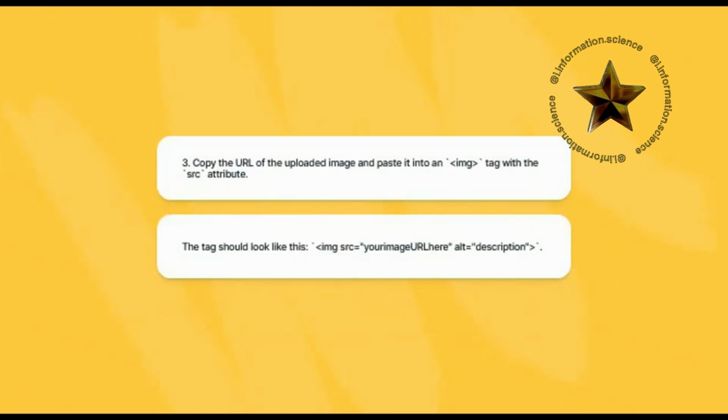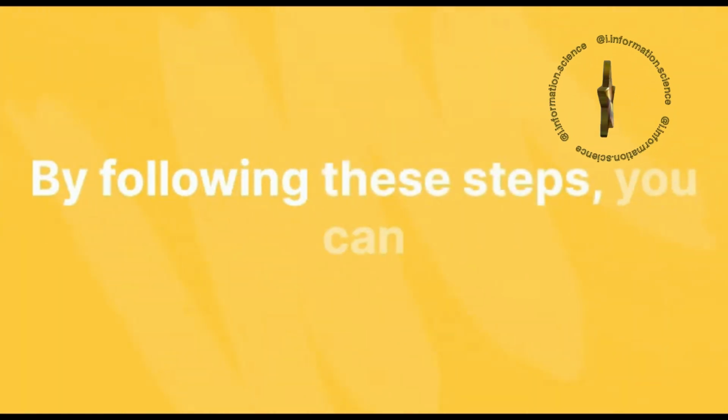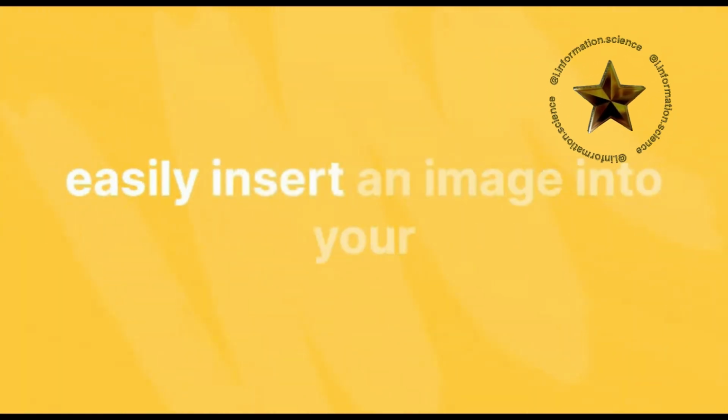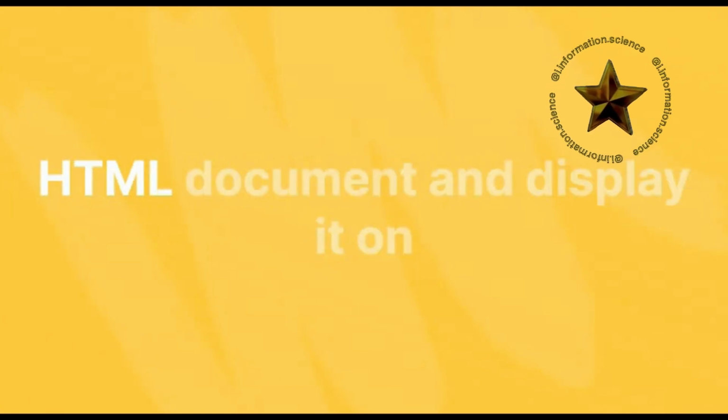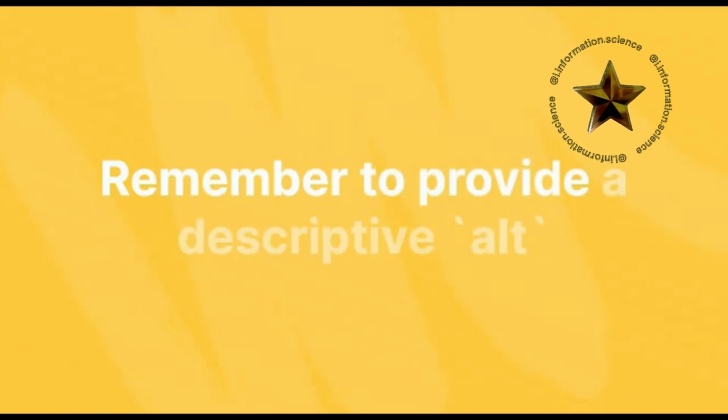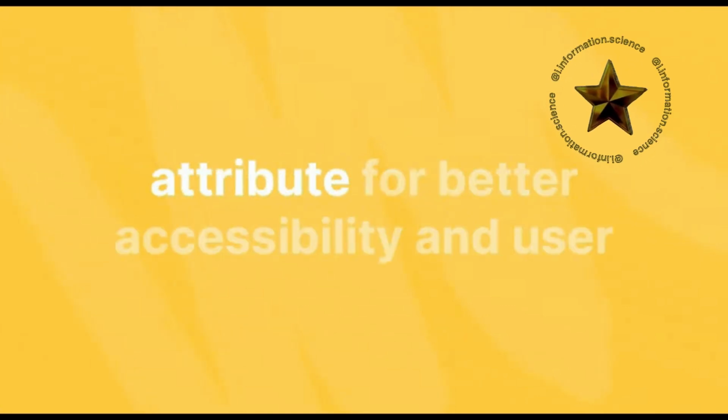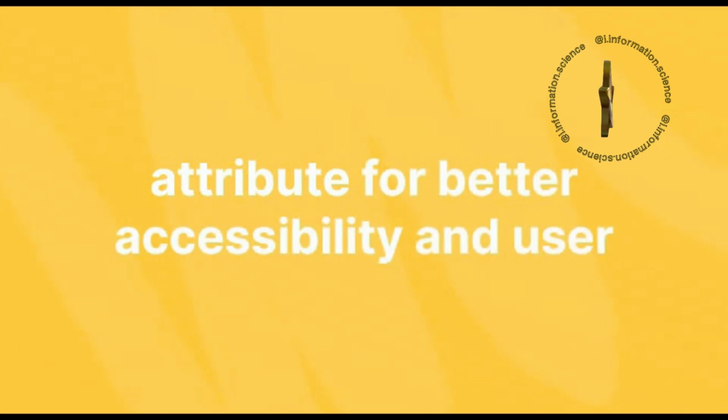3. Copy the URL of the uploaded image and paste it into an img tag with the src attribute. The tag should look like this: img src equals your_image_URL_here, alt equals description. By following these steps, you can easily insert an image into your HTML document and display it on a web page. Remember to provide a descriptive alt attribute for better accessibility and user experience.